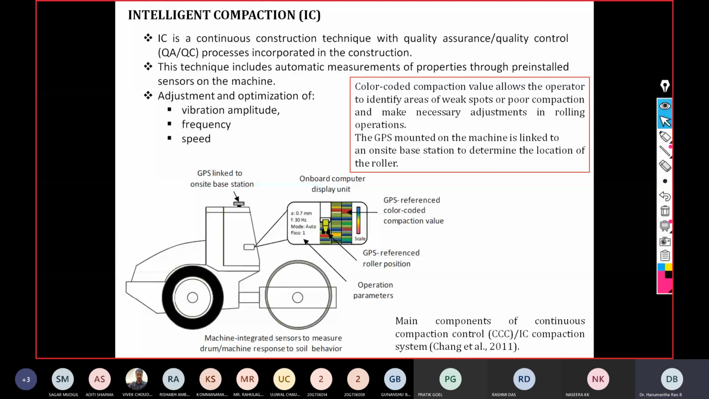In fact, this is what really happens. The borrow soil is not always uniform. If that is not uniform, then achieving uniform gamma D is practically impossible. In those circumstances, it is important to go for intelligent compaction, where the instrument senses whether the soil is loosely compacted or densely compacted.